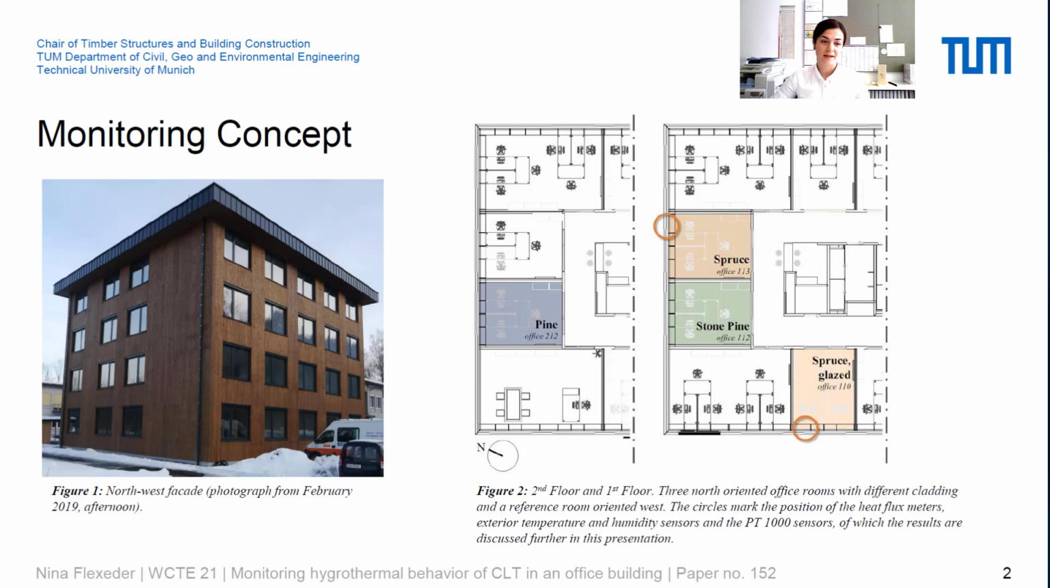The office building is located in Austria and was newly built 3 years ago. On the right-hand side, you see a ground floor plan of the first and the second floor, where we have picked 4 different offices that are clad with different wood species. We've placed over 150 sensors in the whole building.